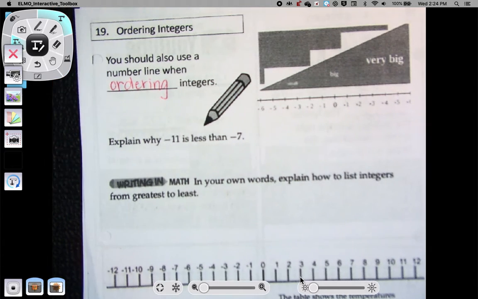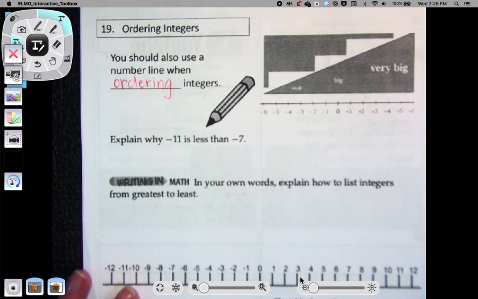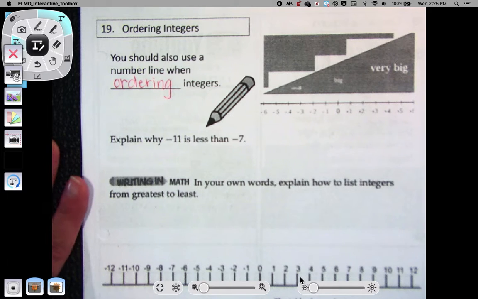You should also use a number line when ordering integers. If you didn't use a number line to compare integers, at the very least, use a number line to order integers. And I'm going to show you how using a number line really takes the guess and the work out of it for you.